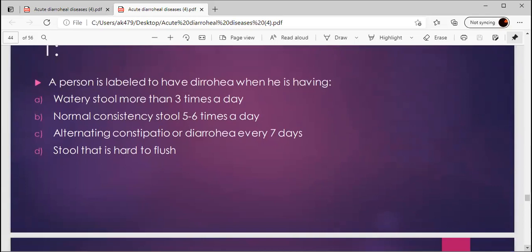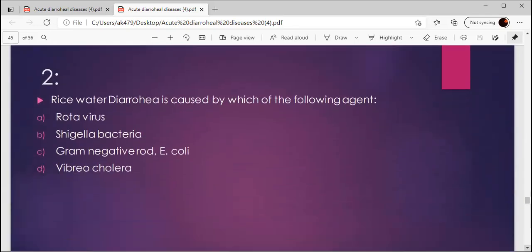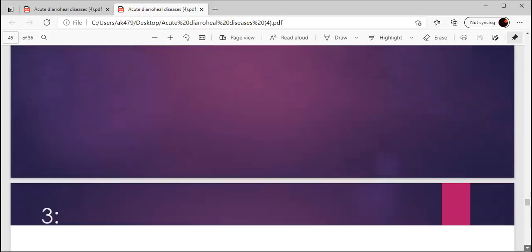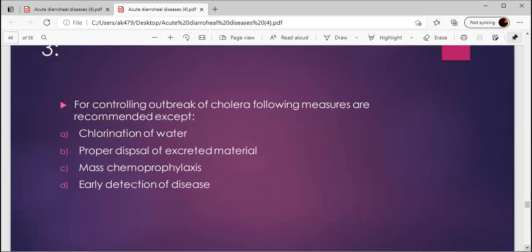Here are the MCQs. A person is labeled to have diarrhea when he is having watery stools more than 3 times a day, normal consistency stool 5 to 6 times a day, alternating constipation or diarrhea every 7 days, or stool that is hard to flush. Rice water diarrhea is caused by which of the following agents? D. Right answer. For controlling outbreak of cholera, the following measures are recommended except. C is the right answer.